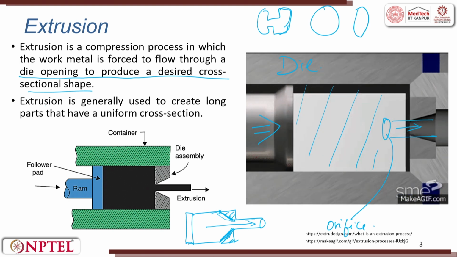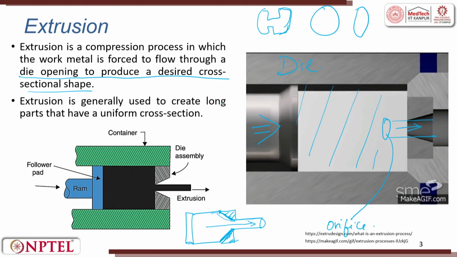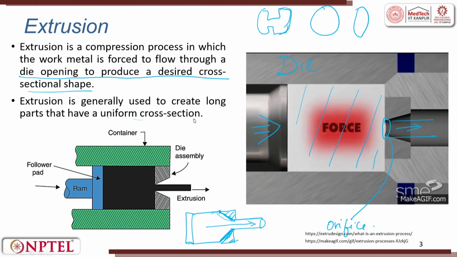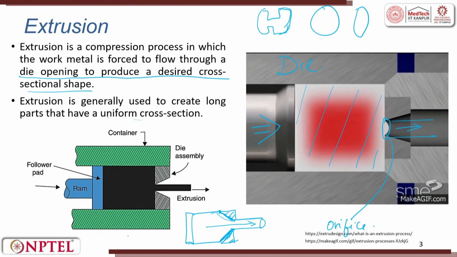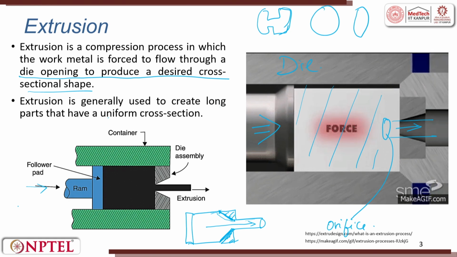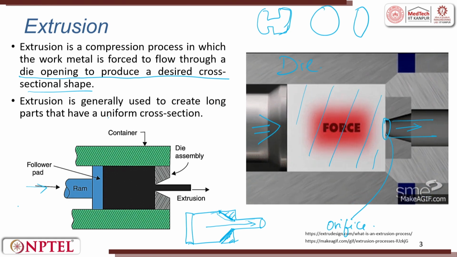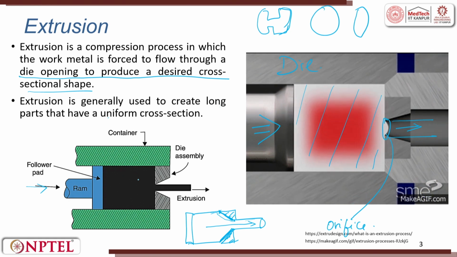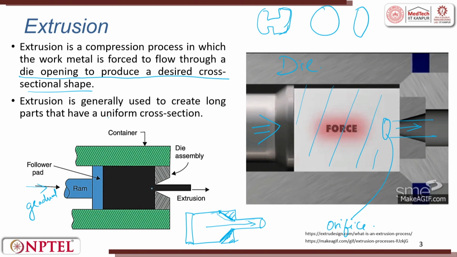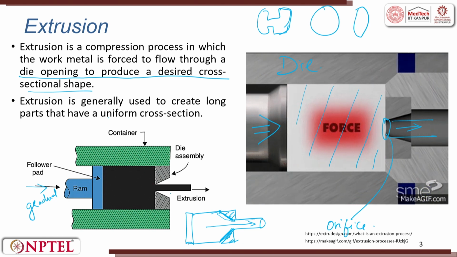Extrusion is generally used to create long parts that have a uniform cross section. You have a container and a ram; the punch is called the ram. It is pushed from there, generally operated hydraulically, and it is a gradually applied load. It is not like forging impact; it is a gradually applied load and there is an extrusion.